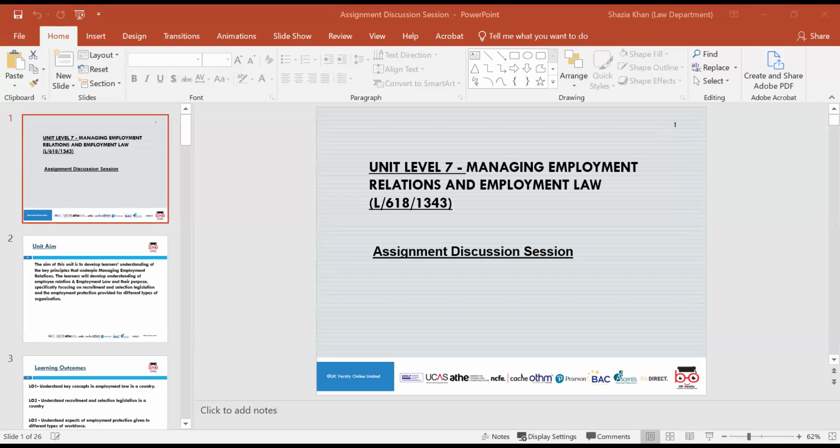Then we went on to look at 2.2, to critically evaluate the role of contracts in employment. So why contracts are so important within employment law, and why it's a legally binding agreement between an employee and an employer. We looked at what a contract of employment is. So we looked at express terms, implied terms, and why they're so important in a contract.